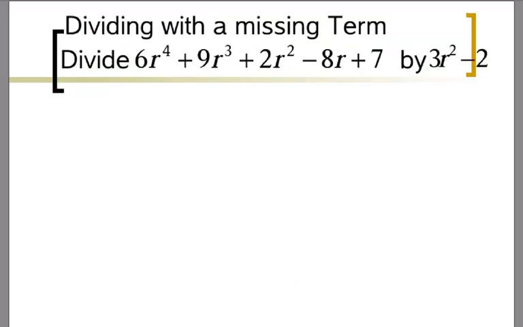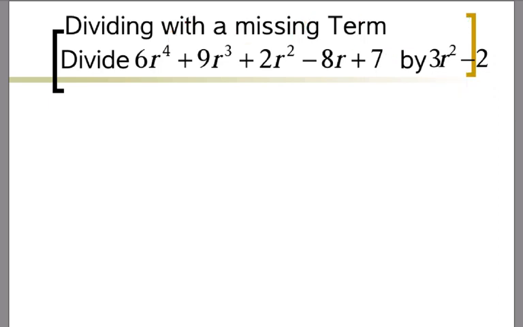Now in this next example, we also have a missing term, but if you're looking at what we're dividing into, we've got the r to the fourth, third, 2, 1, and none. Well, that's descending order. That's not a problem. The issue comes over here with what we're dividing by. I've got r squared, and then there's nothing in the middle, and then no r. So that's actually an issue. I have to add in a 0r to the first power to make it actually work.